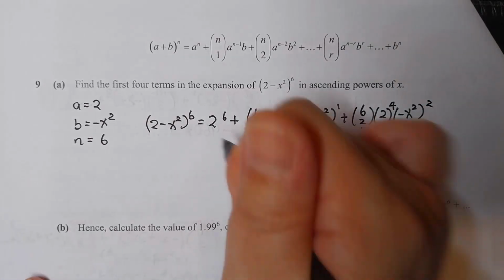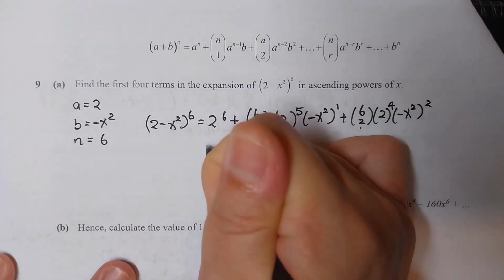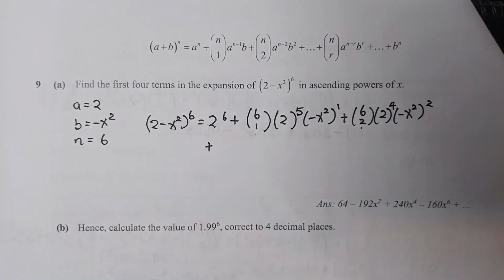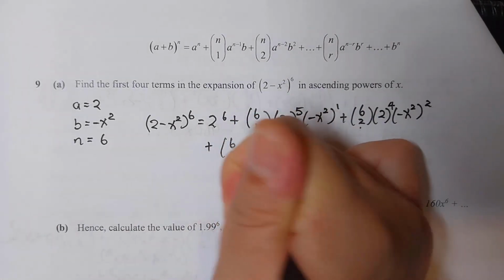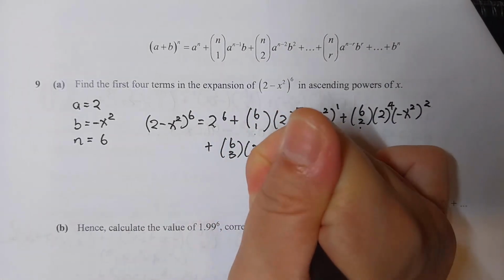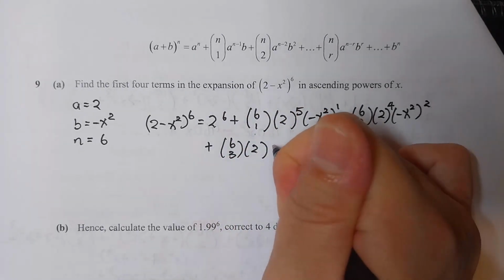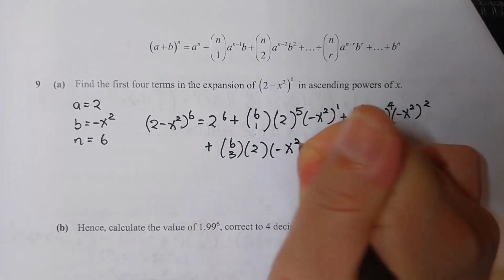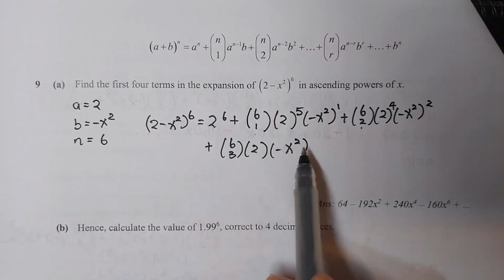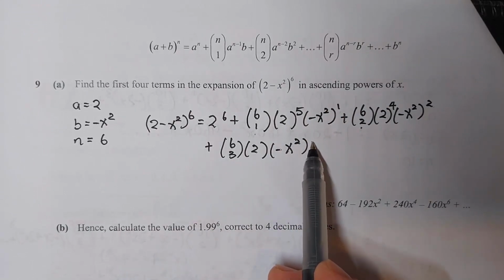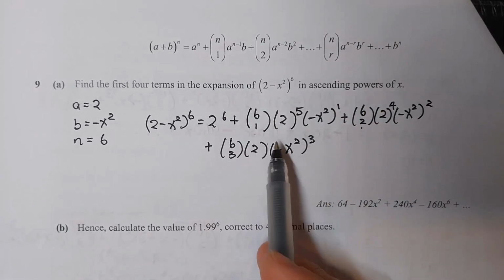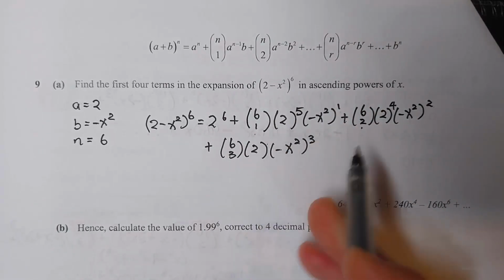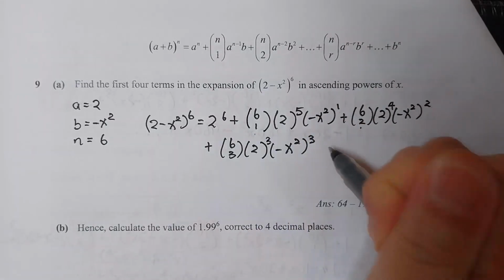Let's try again. Due to a lack of space, I will just write it on the next line. So we will have 6 choose 3 now. Let's write down the value of a. Let's write down the value of b. And the r value is the same as the last power here. These two powers must add up to 6. So this must be a 3.